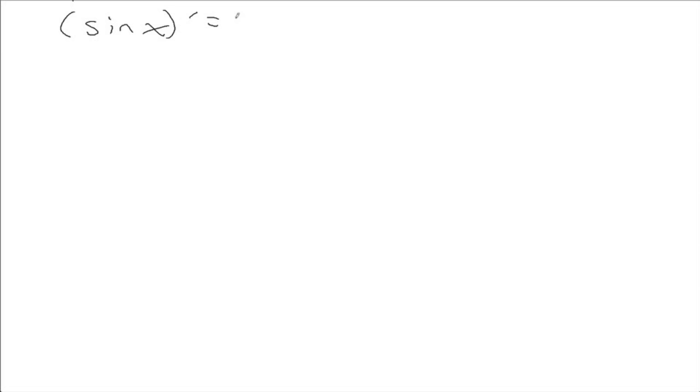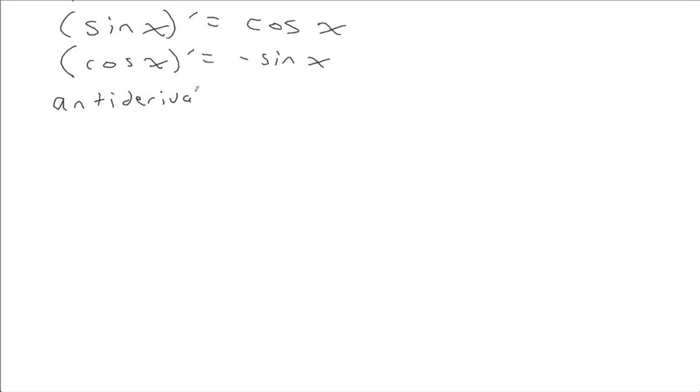So what's this? Cosine of x. Okay, good. And what's this? It's negative sine of x. And what's this? Negative cosine of x.